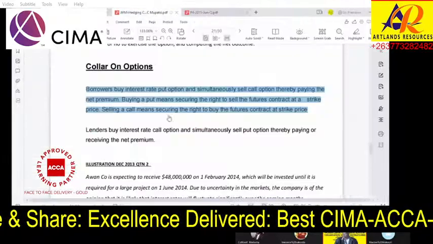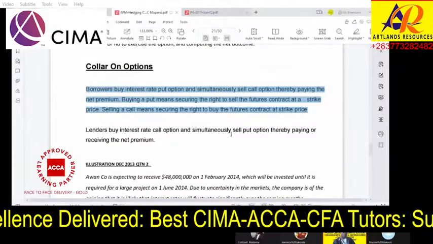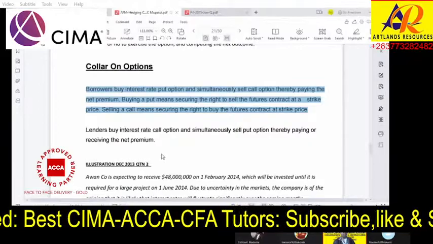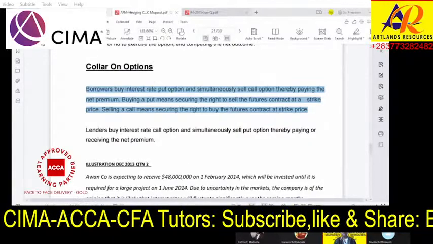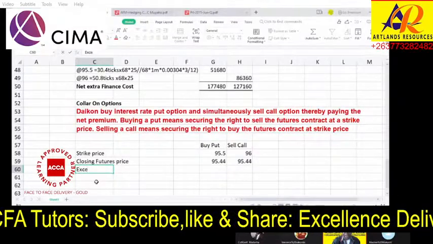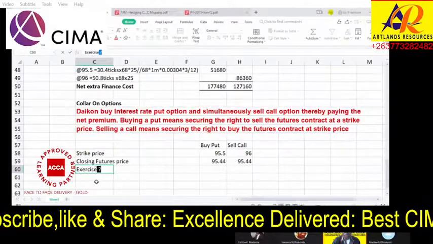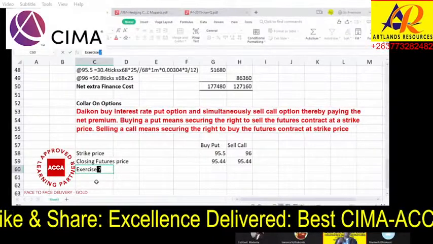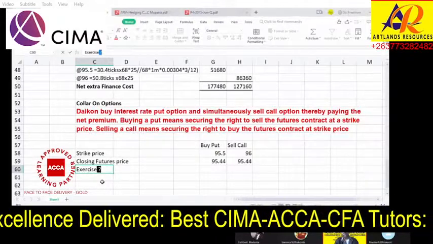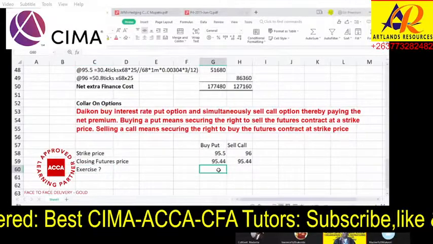There is a collar on lenders. Lenders do the opposite. Lenders buy interest rate call and simultaneously sell put, thereby paying or receiving the net premium. So in this case, I ask myself, do I have to exercise? Because the word collar is options terminology, where a collar means a put or floor and a cap, and all these are option rates. Now let me go through this.